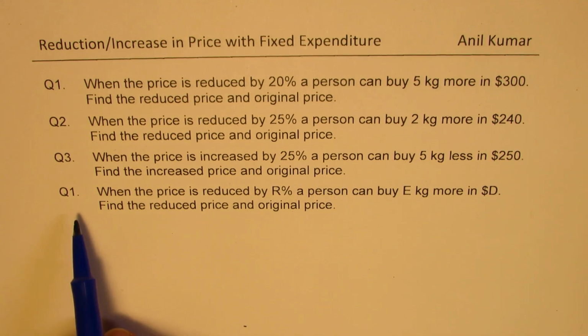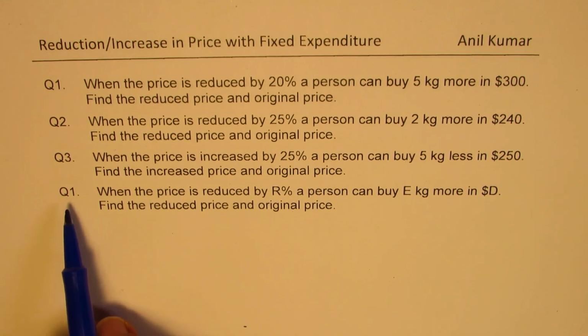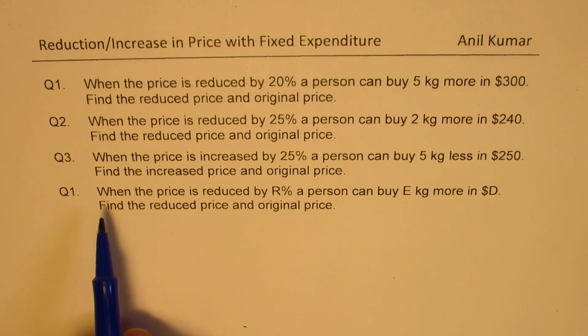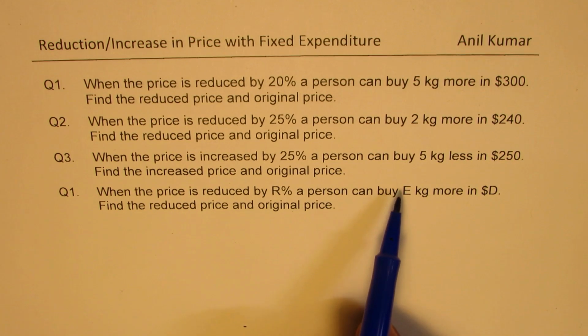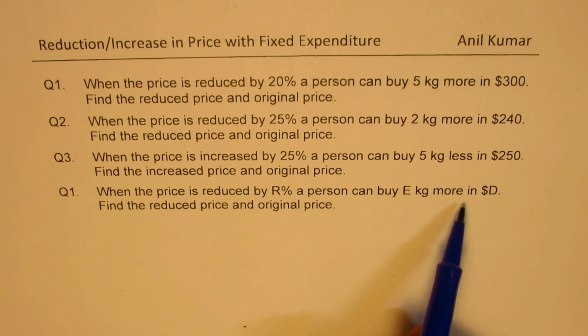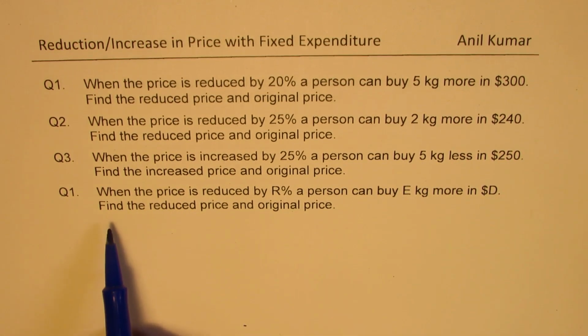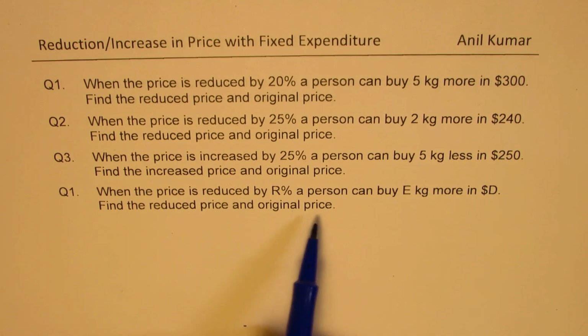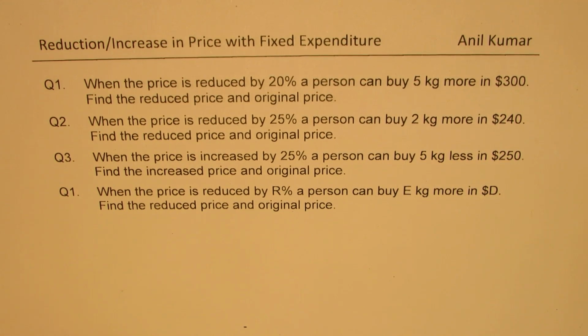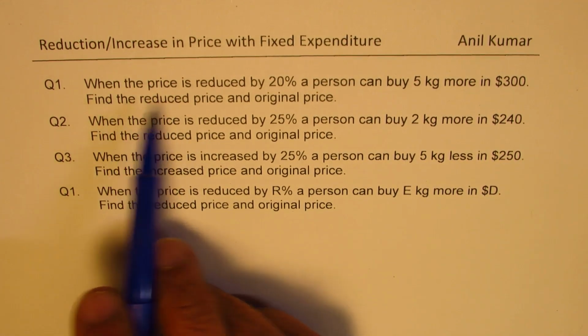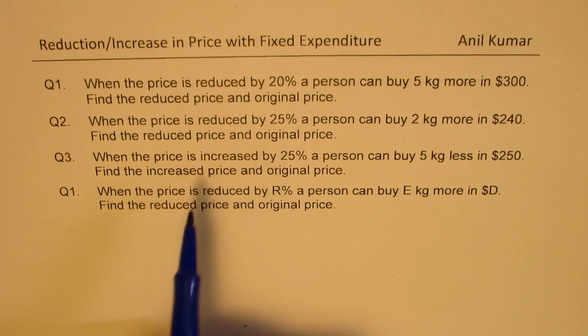The last question here, which I have purposely written as question number 1 also, says: when the price is reduced by R%, a person can buy E kg more in D dollars. Find the reduced price and original price. For the benefit of our viewers from North America, I'm using dollars instead of rupees. Now, let's go through these questions and understand how they are very similar.